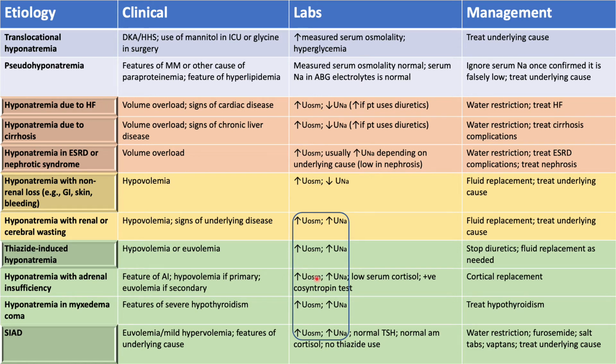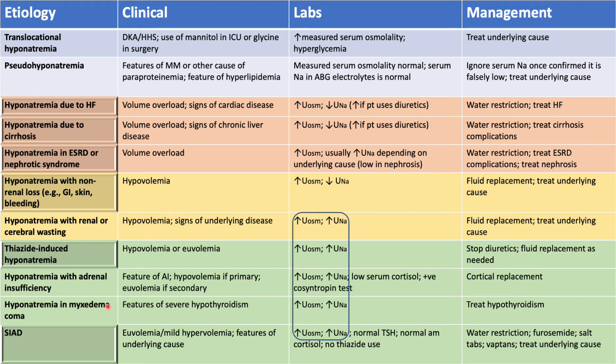Urine osmolality will be high. Urine sodium is also expected to be high. If you check the serum cortisol, it will be low, and you can do the cosyntropin test to confirm the diagnosis, and then you do cortisol replacement. Be careful with that and monitor the sodium closely. You don't want to overcorrect because they usually respond really well to steroid or cortisol replacement.